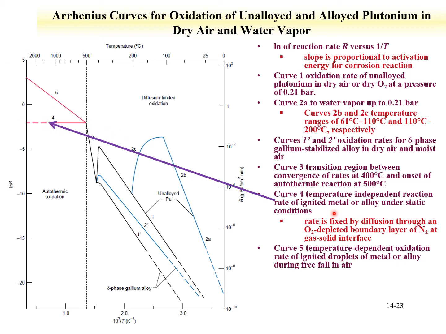And this is for the reaction of burning metal or alloys under static conditions. And then if we do an experiment where you'd have droplets of the metal or alloy that were burning during a free fall, you would actually increase the rate with temperature. So the data from this curve demonstrate the role of water in the oxidation and the fact that the alloys are less susceptible to oxidation than plutonium metal.